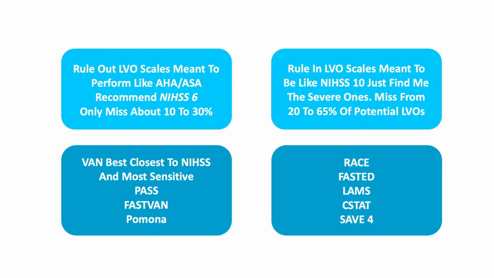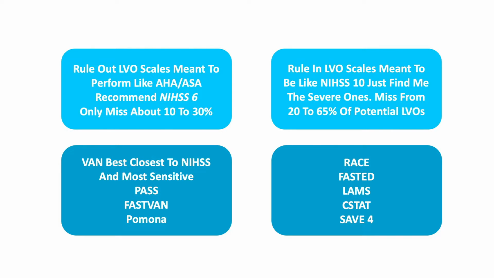And really how I see it is 2 different ways. There's rule out LVO scales and rule in LVO scales. Rule in are the severity scales: NIH Stroke Scale greater than 10, RACE, LAMS, C-STAT. They miss 20 to 65% of large vessel occlusions. Rule out, they perform more like the NIH Stroke Scale of 6. So whether it's FAST VAN, VAN, PASS, SNO, all of these are rule out. And so you're only going to miss 10 to 30%, right? And so that's how you should look at it. Rule in scales, rule out scales, right?